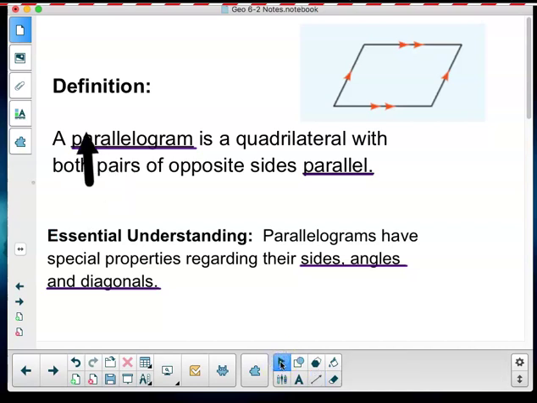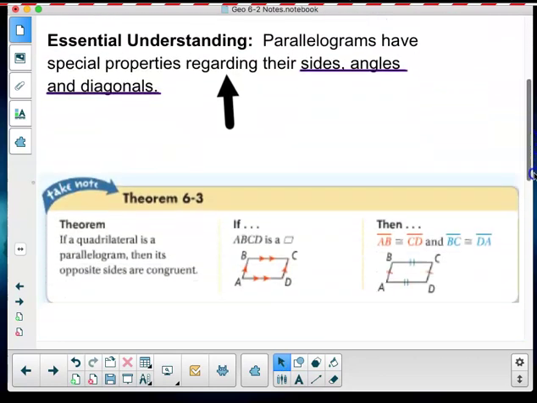And our definition for today: a parallelogram is a quadrilateral with both pairs of opposite sides parallel. Both pairs of opposite sides are parallel. This is the definition of parallelograms. Now the essential understanding: parallelograms have special properties regarding their sides, angles, and diagonals.